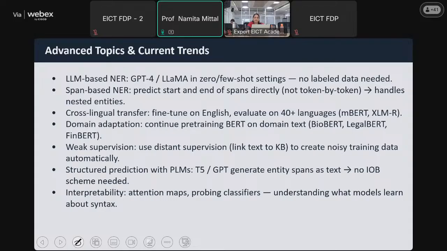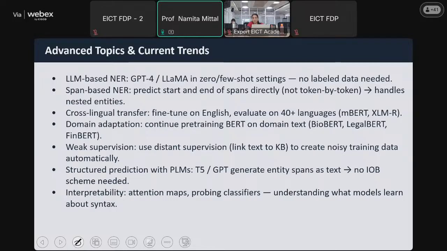Cross-lingual transfer, when we convert one language to another, then fine-tune on English because it has big data, on mBERT and IndicBERT. We have BERT for Indian languages, that is known as IndicBERT, XLM-R. These are the datasets. So here the transfer is possible. Domain adaptation, continue pre-training BERT on domain text: BioBERT, LegalBERT, FinBERT. And weak supervision, use distant supervision, link text to a KB to create noisy training data automatically.